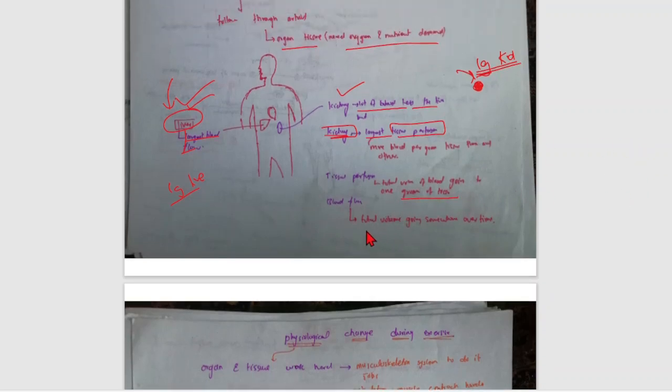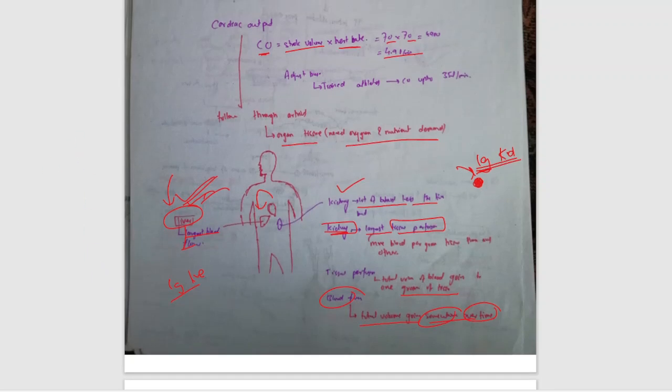And what is blood flow? Blood flow is the total volume flowing over a given time. For example, when the heart contracts and moves the blood to the liver, the blood flow to the liver is more. Okay, so this is all about the stroke volume.